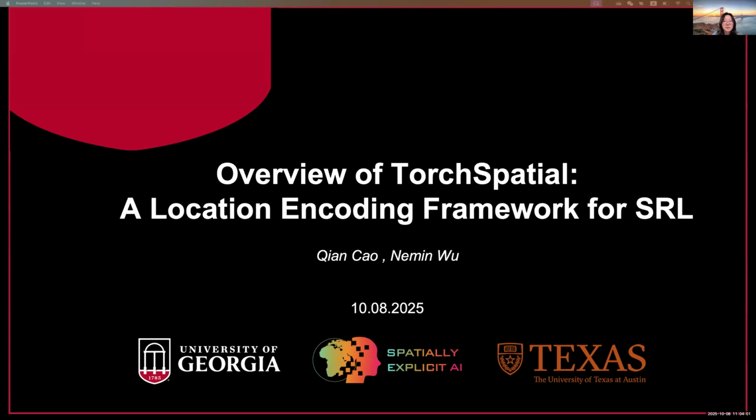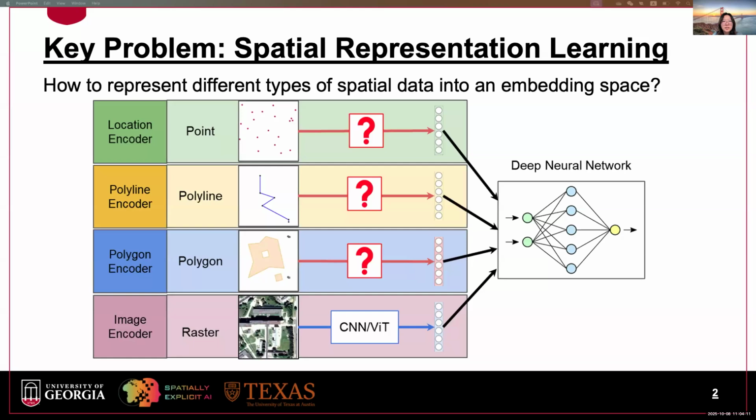So our work, TorchSpatial, is a location encoding framework for spatial representation learning. This research focused on the problem of spatial representation learning. Before I introduce SRL, I want to mention that traditionally, due to the lack of representation learning techniques for various types of spatial data, many pioneering research works resorted to some compromised approaches to encode or decode spatial data.